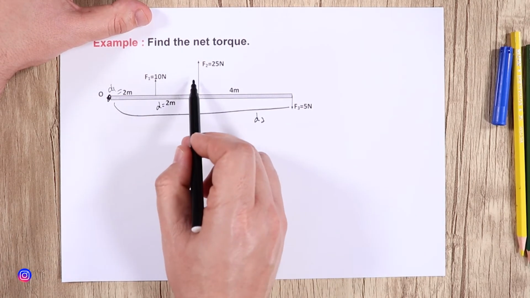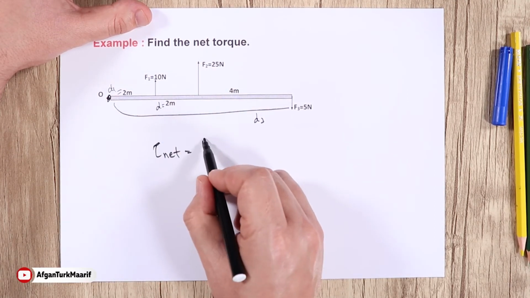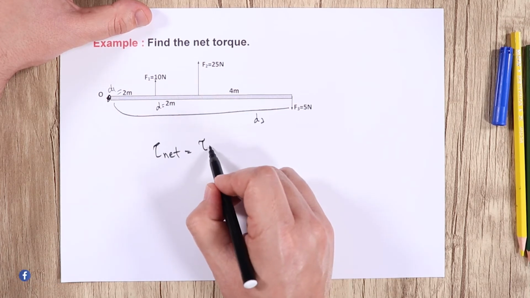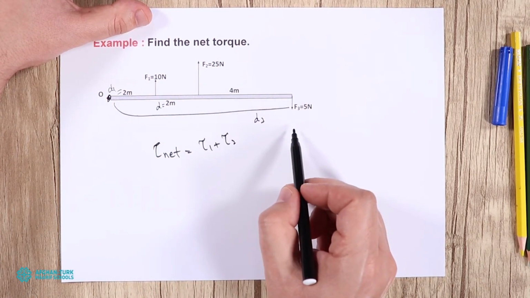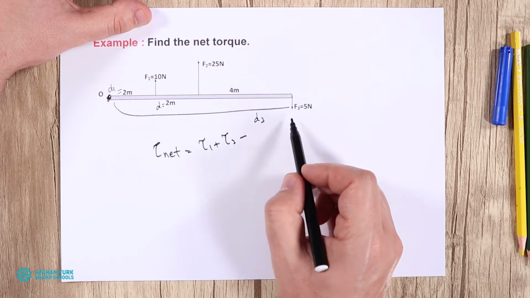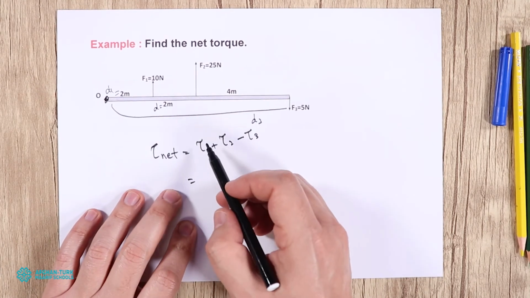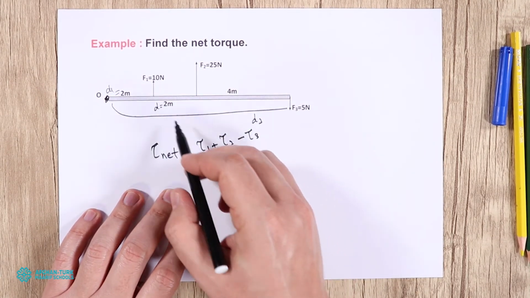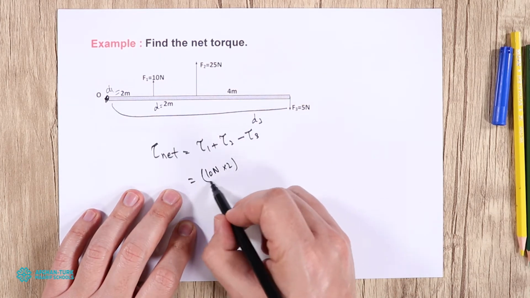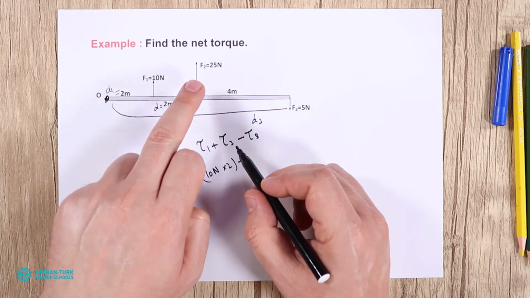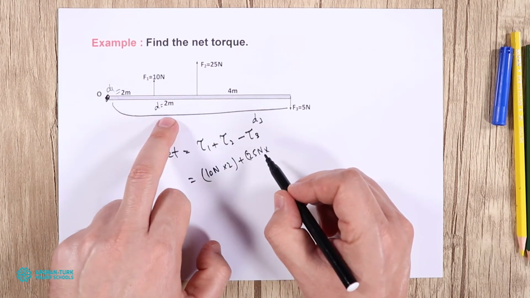Okay, the two forces are in the same direction, so if we want to find the T net, this is T1 plus T2, and the last one is downward, so directly it is negative, this one is T3. Okay, let's write the formula here. T1 is equal to 10 Newton, D1 is equal to 2 meter, plus T2 is equal to 25 Newton multiplied by D2, which is 2 plus 2.